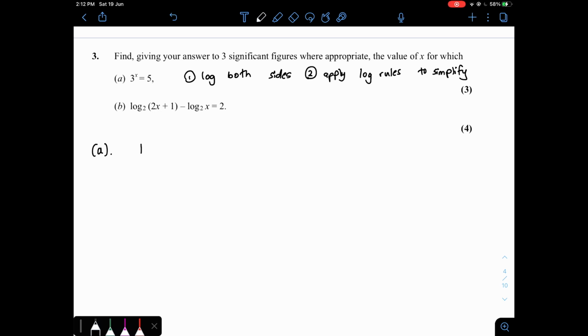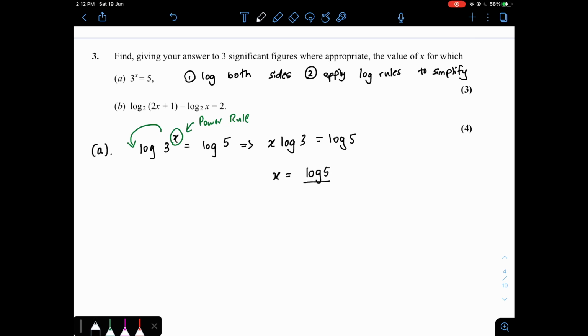Okay, so let's try this. That will be log 3 to the power x equals log 5. And now we know this is the power rule, where the x can move down. So that would be x log 3. So x log 3 equals log 5. So x equals log 5 divided by log 3.